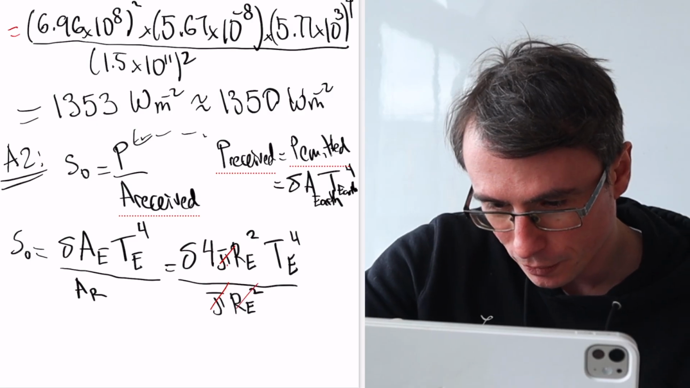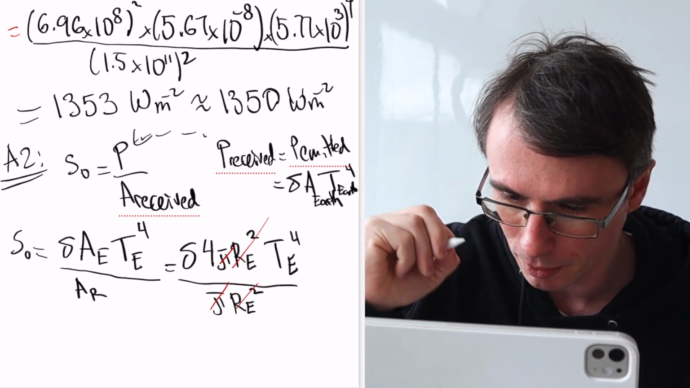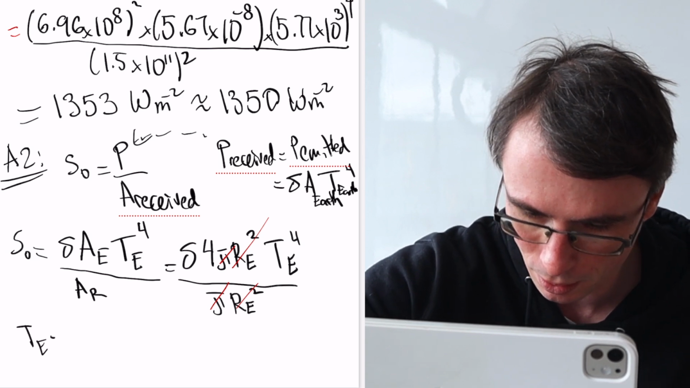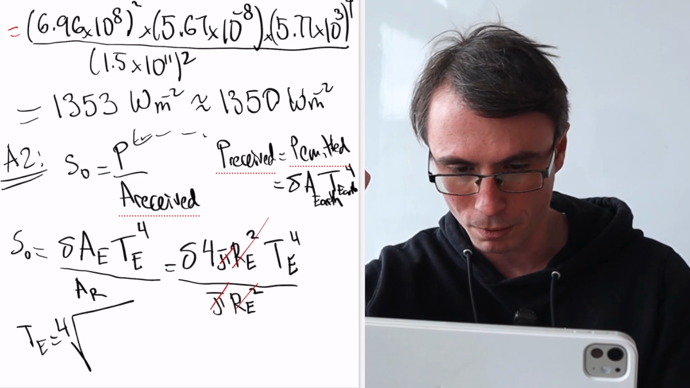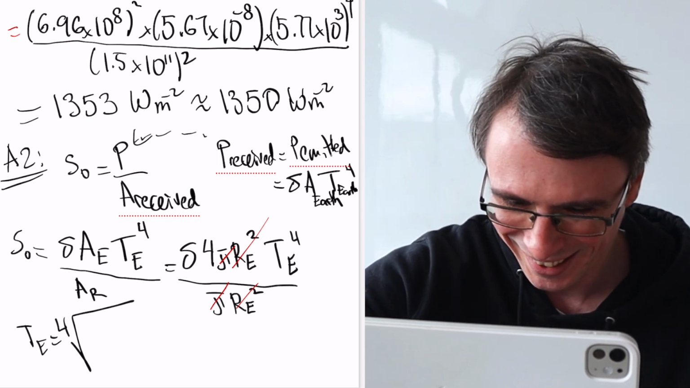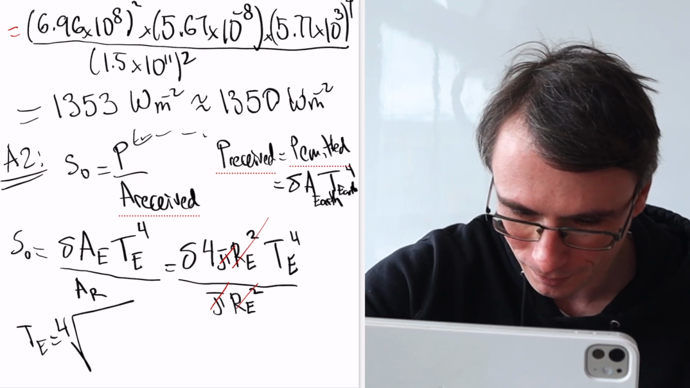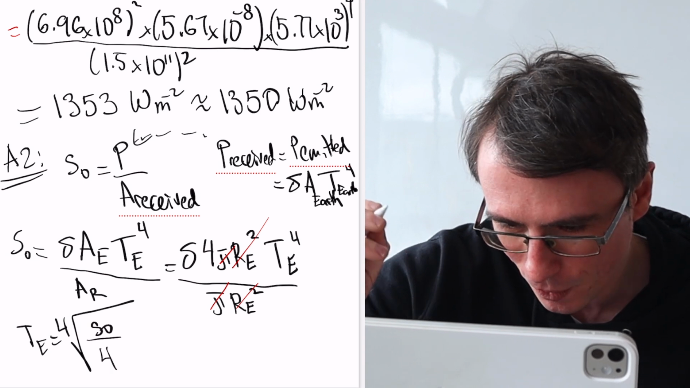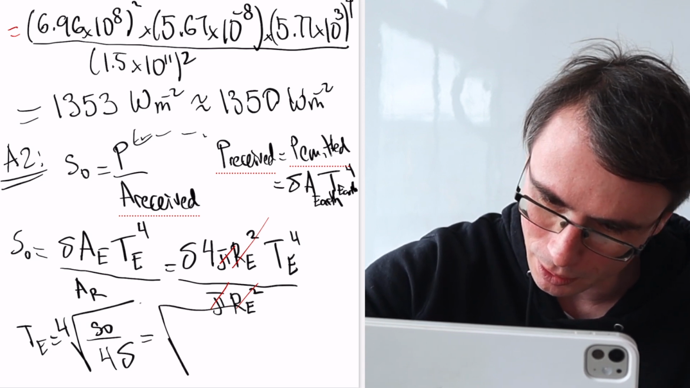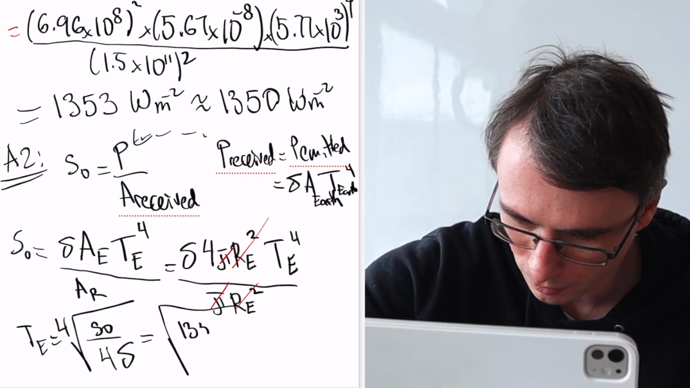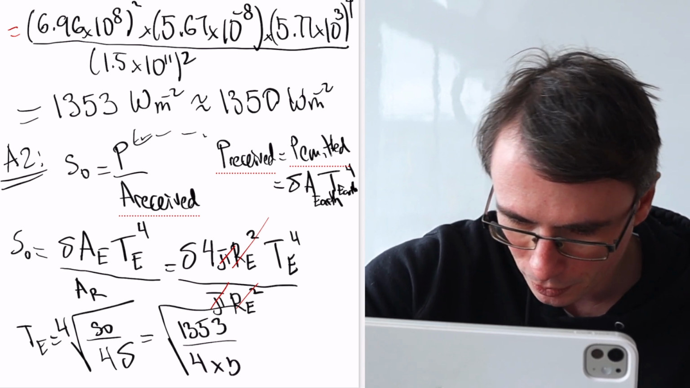Get rid of r squared. Okay, this is not looking bad. So, let's rearrange for the temperature of the Earth. The temperature of the Earth is going to be the 4th root of, okay, why am I so slow at rearranging? So what would that be? S0 over 4 multiplied by Stefan's constant, which is going to be, let's use 1353 to avoid any rounding errors. 4 times 5 point, oh, this here's the 4th root.